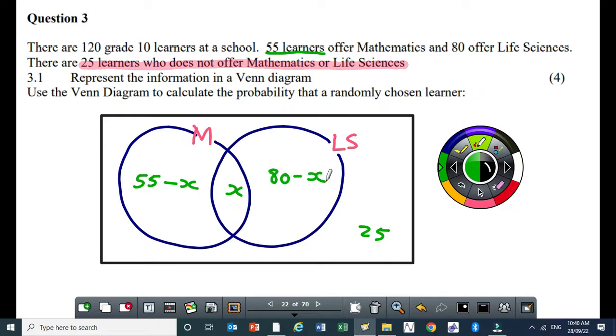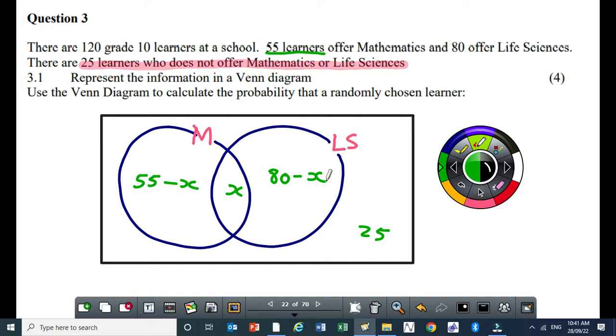So this is your first Venn diagram. In actual fact, you're supposed to draw two of them, one in terms of x, the other one after finding the value of x. Are you following? Is it clear what I'm saying? Is the format given for two Venn diagrams or only for one? It's for one. Here it's only one Venn diagram.